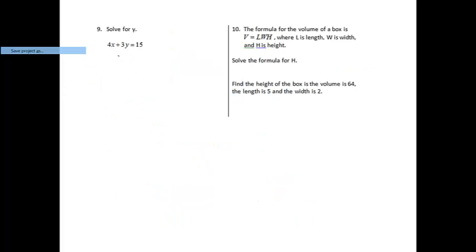Okay, problem 9. It says to solve for y, 4x plus 3y equals 15. I really like doing a mobile balance for these ones, so that's what I'm going to do. I'm going to draw 4 x's on the left, and then I also have 3 y's. And then on the right side, I have 15. Okay, this one said to solve for y. So I want the y's to stay. I just don't want the x's.